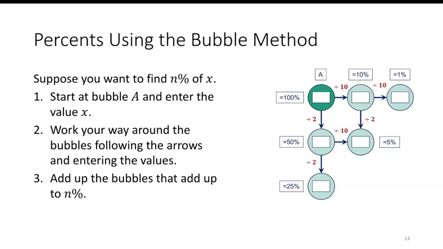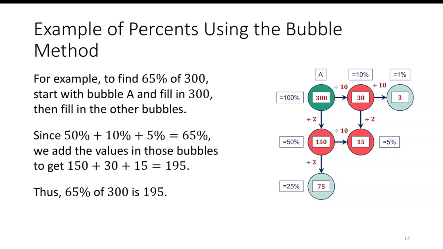So for example, if I want to find 65% of 300, I would enter 300 in the upper left, and then 10% of that is 30, 10% of that is 3, so that makes up my top row. The next row down comes from dividing by 2, from the numbers above it. So 300 divided by 2 is 150, 30 divided by 2 is 15. And then the bottom row would take the number into 50%, that 150 divided by 2 again, I get 75.